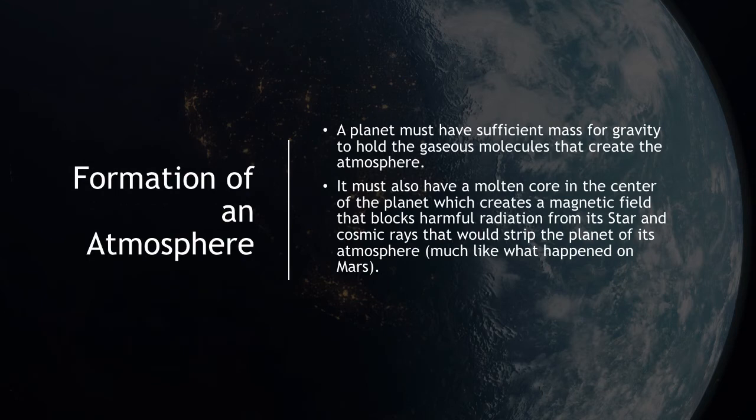for a planet to form an atmosphere, it must have sufficient mass for gravity to hold the gaseous molecules that create the atmosphere. It must also have a molten core in the center of the planet, which creates a magnetic field that blocks harmful radiation from its star and cosmic rays that would strip the planet of the atmosphere, much like what happened on Mars.